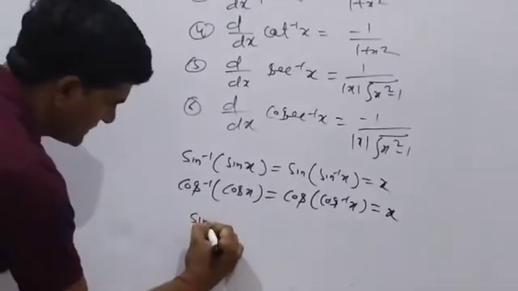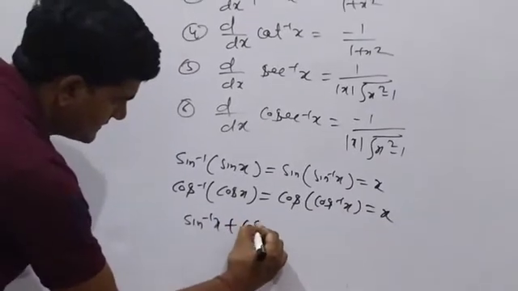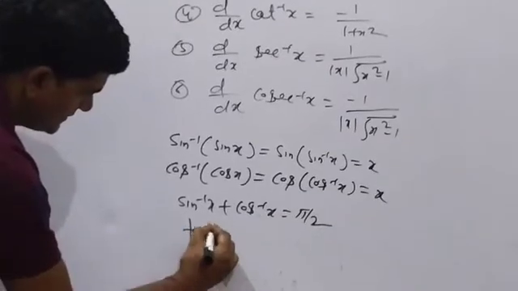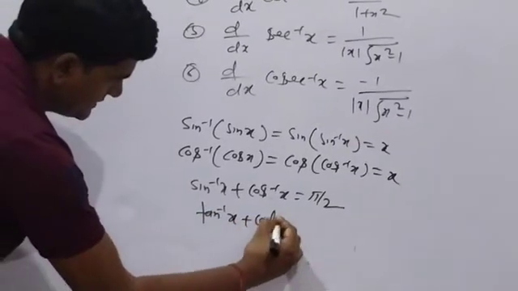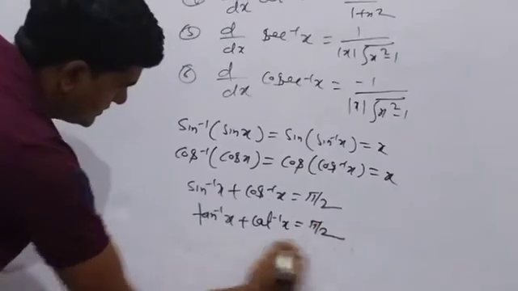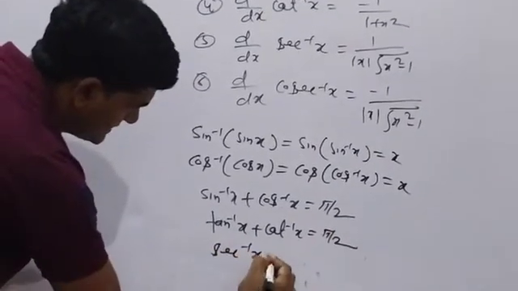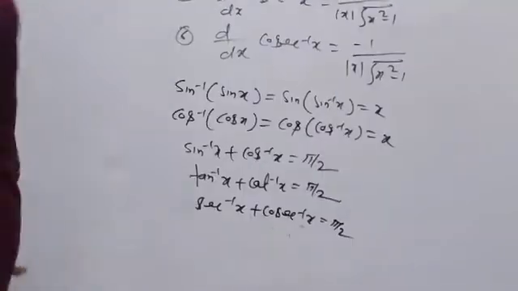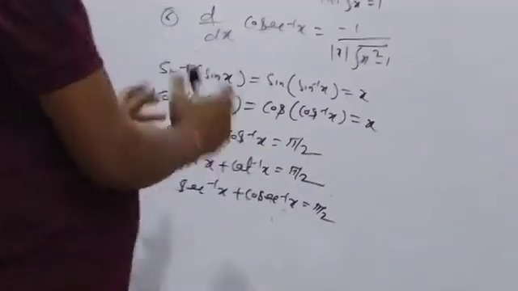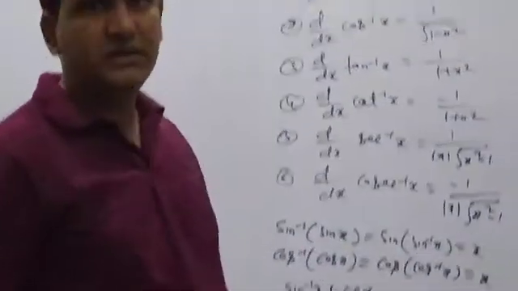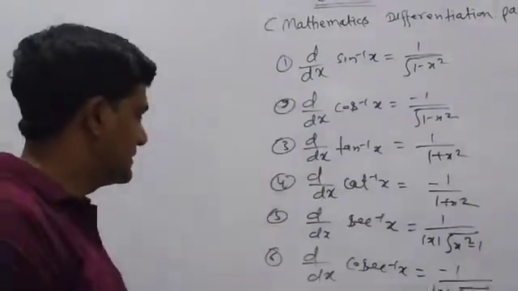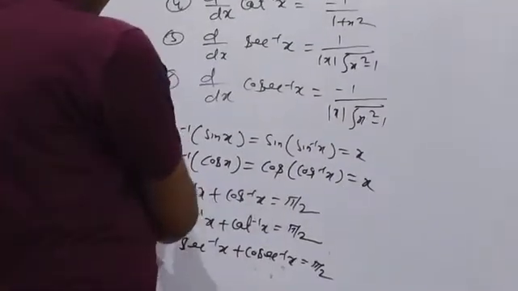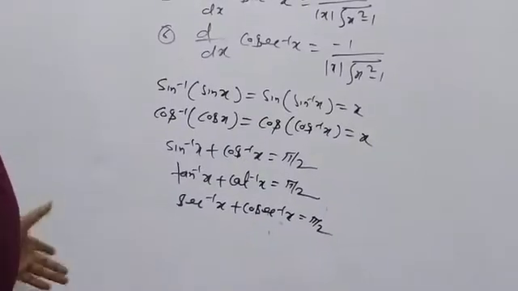After that, sine inverse x plus cos inverse x is equal to pi by 2. Here tan inverse x plus cot inverse x is equal to pi by 2, and sec inverse x plus cosec inverse x is equal to pi by 2. This is also a formula. Why am I telling this formula? Because this formula will be used in this chapter during the calculation. We can use this formula also here. Then 1, 2, 3, 4, 5. You will learn these formulas.